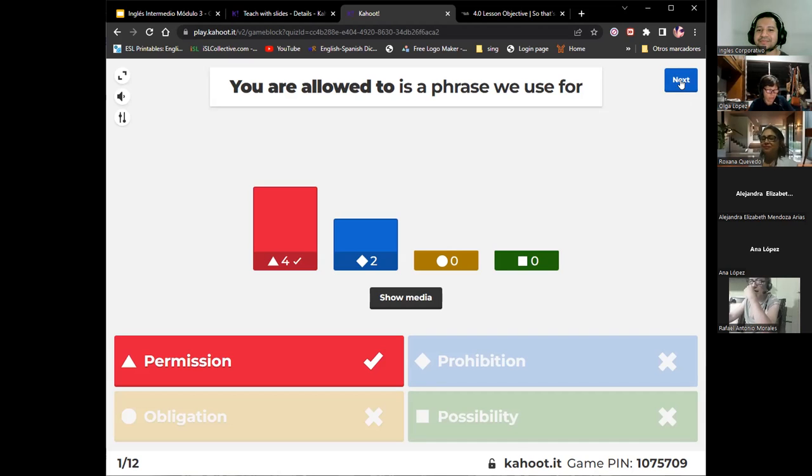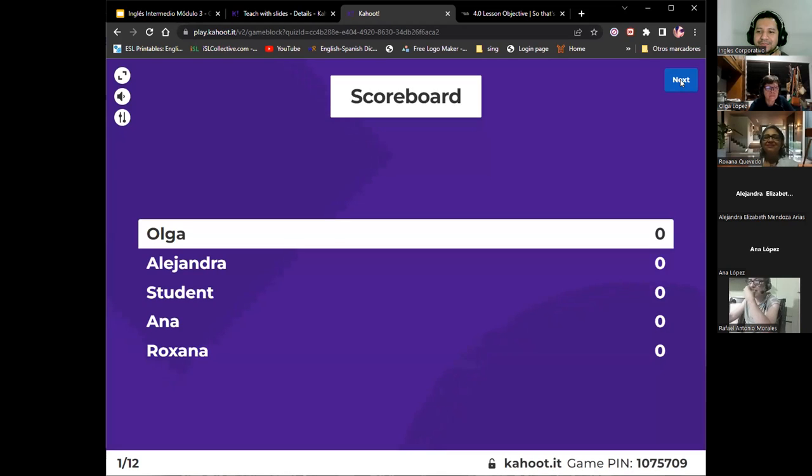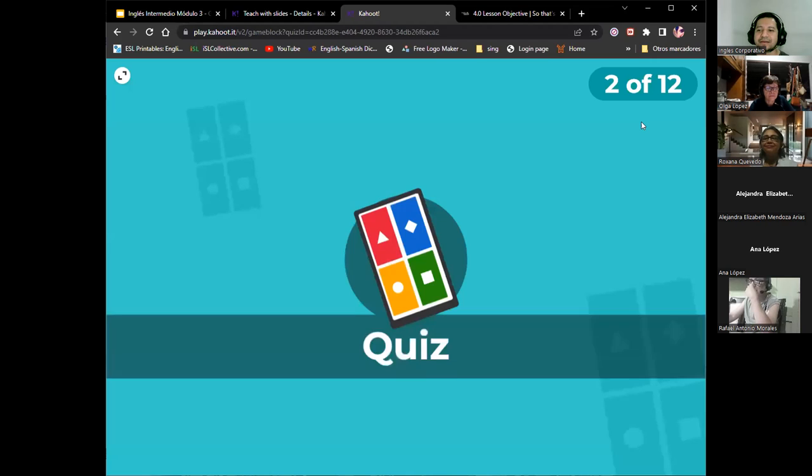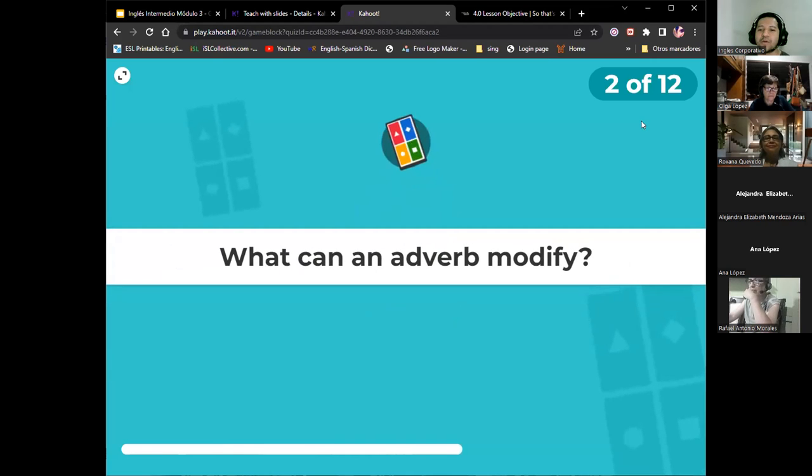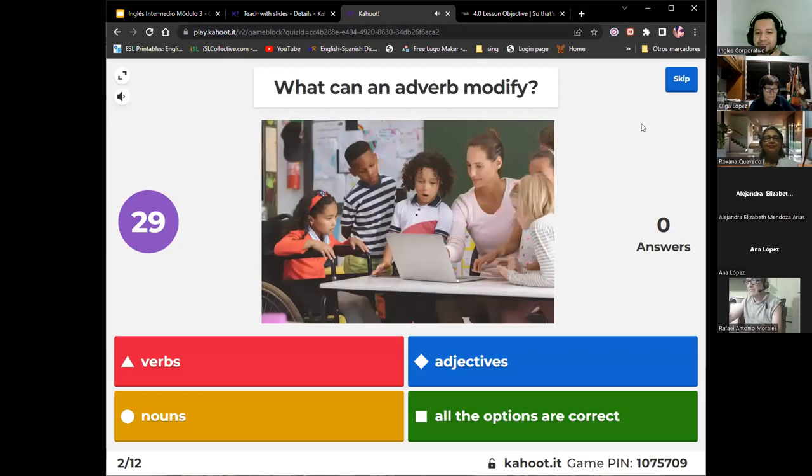You have 30 seconds. So, let's see. Very good. Now, aquí van acumulando los puntos, ¿verdad? Next one. What can an adverb modify? Verbs, nouns, adjectives, all the options are correct. What can an adverb modify? ¿Qué puede modificar un adverbio? Verbs, nouns, adjectives, all the options are correct. You have 10 seconds.